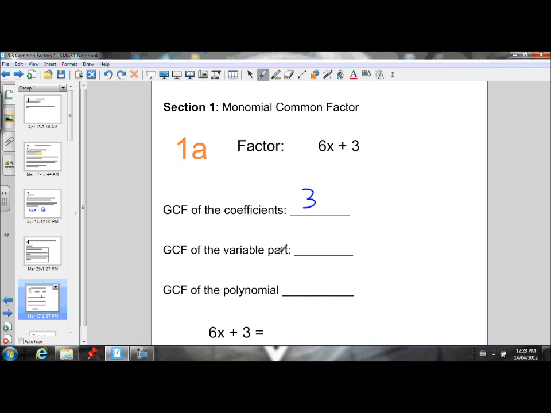For the greatest common factor of the variable part, the 3 doesn't even have a variable attached. There is no common variable between the 6x and the 3, so there's nothing we can common factor as a variable. So the greatest common factor of this whole polynomial, we combine the coefficient greatest common factor and the variable greatest common factor. In this case there is no variable greatest common factor, so the greatest common factor of the whole polynomial is just 3.